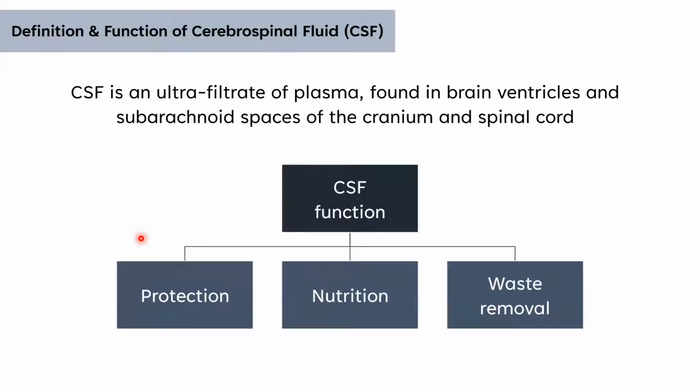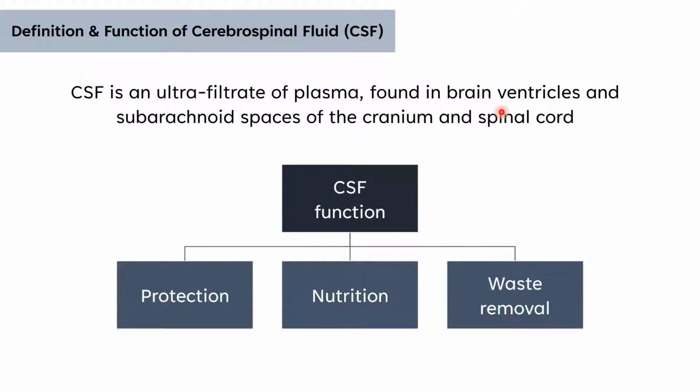So by definition, cerebrospinal fluid is a fluid. It's a very special kind of fluid because you can only find it in the nervous system, and it is the product or an ultrafiltrate of plasma. So it's a product of plasma that has been filtrated in a certain way. And you can only find it in the brain ventricles, so the ventricles in your brain, and also in the subarachnoid spaces that can be found inside the cranium and also the spinal cord. So it's a very specific type of fluid that is only found in the nervous system.